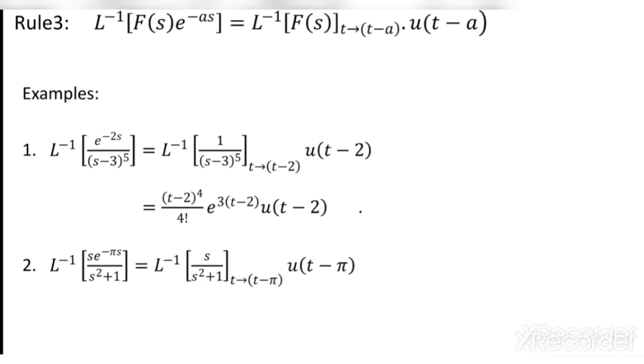One more example: s into e power minus pi s by s square plus 1. Here, because of e power minus pi s, we write u of t minus pi. Allow L inverse for s by s square plus 1, and replace t by t minus pi later. It gives cos t, so take cos of t minus pi, or cos of pi minus t, since cos of minus theta is cos theta only. Pi minus t is 180 minus t, and 180 minus in the second quadrant gives minus. So the result is minus cos t u of t minus pi, correct?